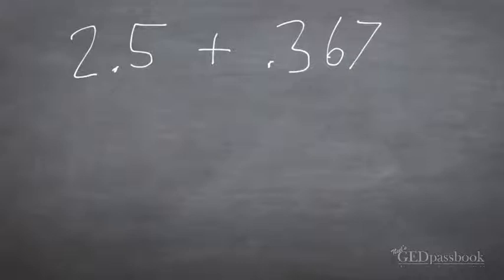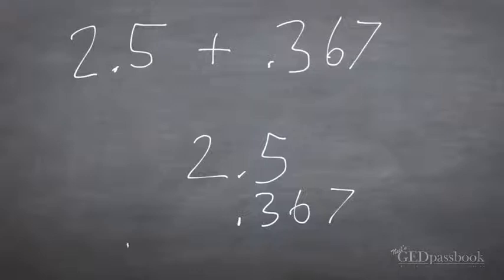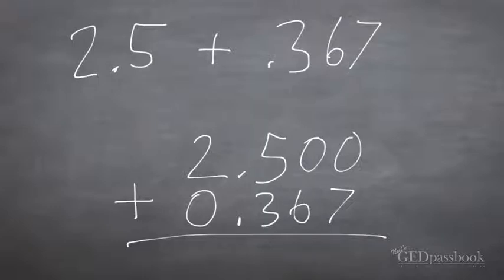If you're given a problem like this, what you must always do is line up the decimals vertically. So 2.5, 0.367, and add them, right? First you must add the zeros, and now you just add its place values. So you got to add that, and then so on and so forth. The decimal will come down right there. That's the rule that we took away from adding and subtracting decimals, right?